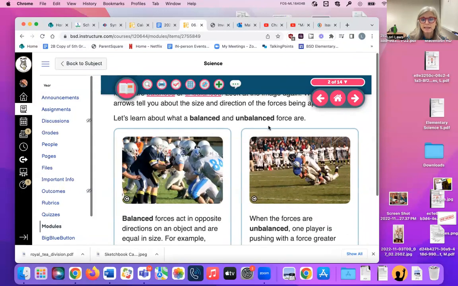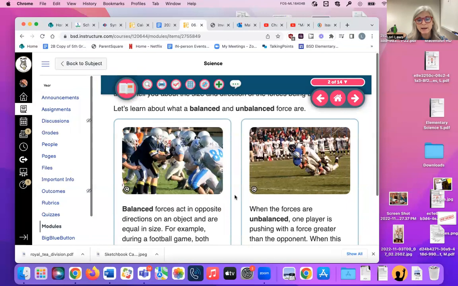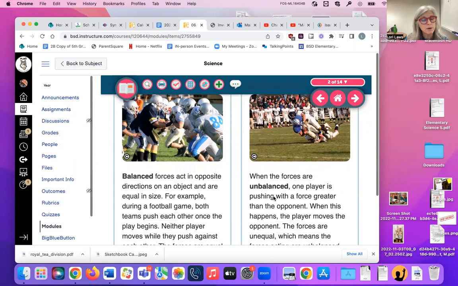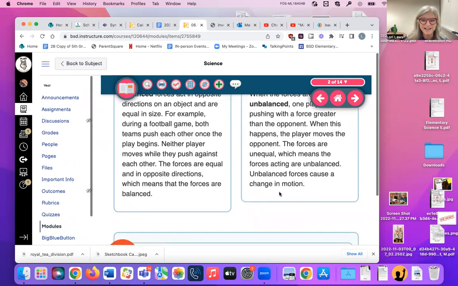Let's learn about balanced and unbalanced force. So at my house, at least, we've been watching a lot of soccer and football. When the guys all push against each other equally and they don't really move, they're sitting there, that's balanced force because there's an equal force on one side and the other. But when they bash into the guy and he falls over, that would be an unbalanced force, causing a change in motion.